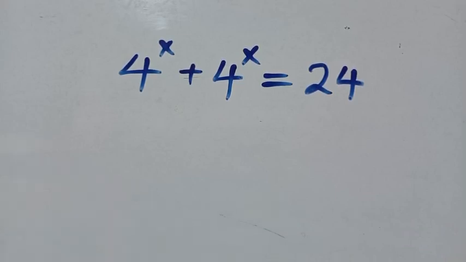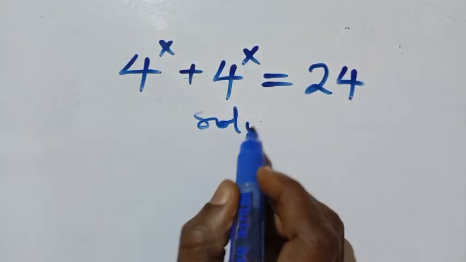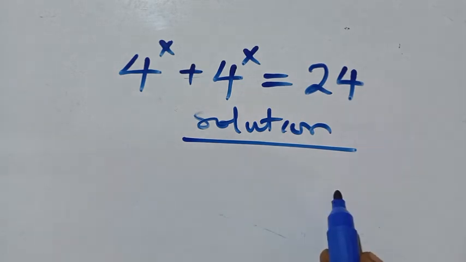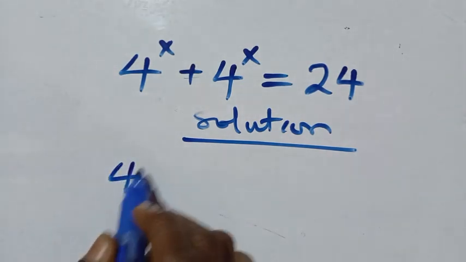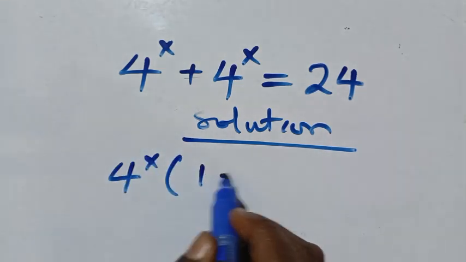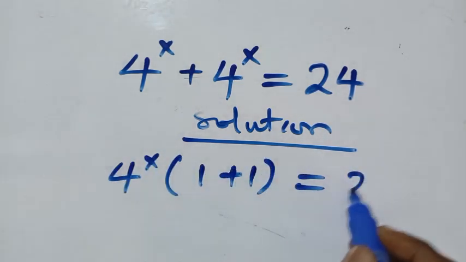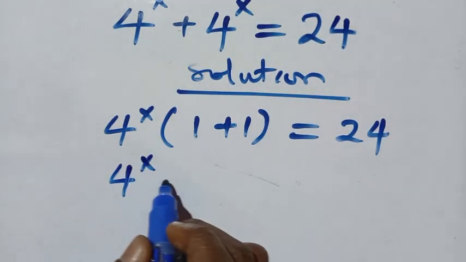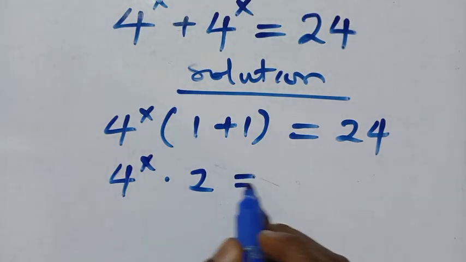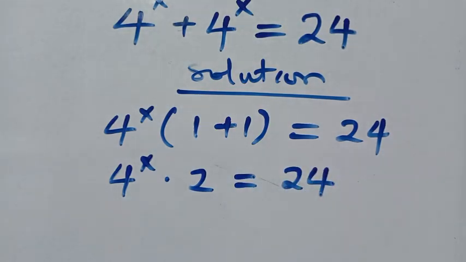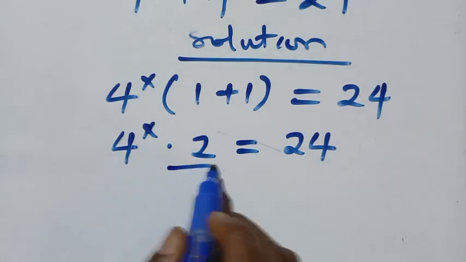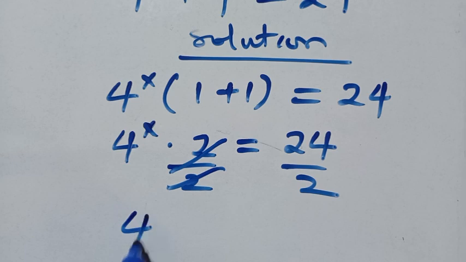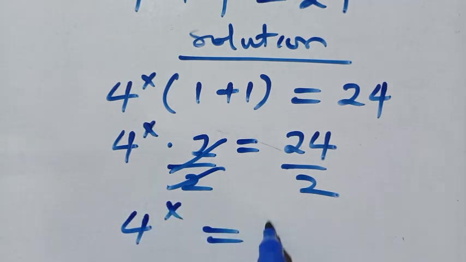How to solve these nice exponential equations? So let's see the solution from here. We have 4 to the power x plus 4 to the power x equals 24. Suppose we factor out 4 power x. So here we have 1 plus 1 equals 24, and 4 power x multiplied by 1 plus 1, that is 2, equals 24. Then let's divide both sides by 2. 2 cancels 2, and we have 4 power x equals 12.